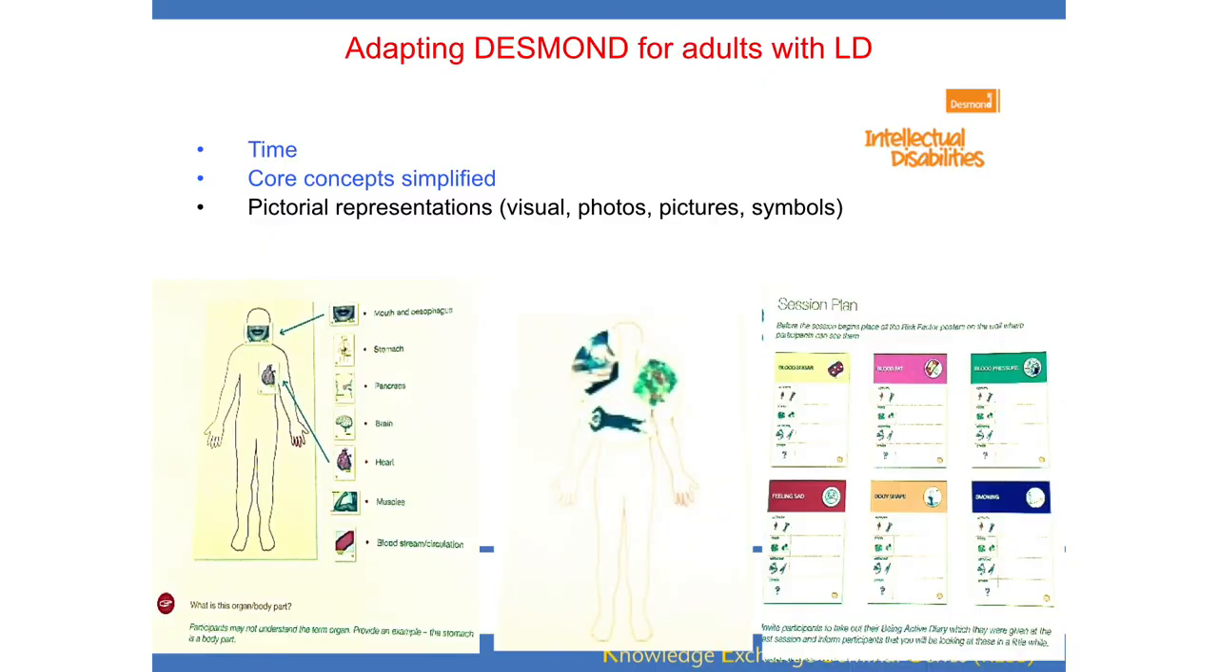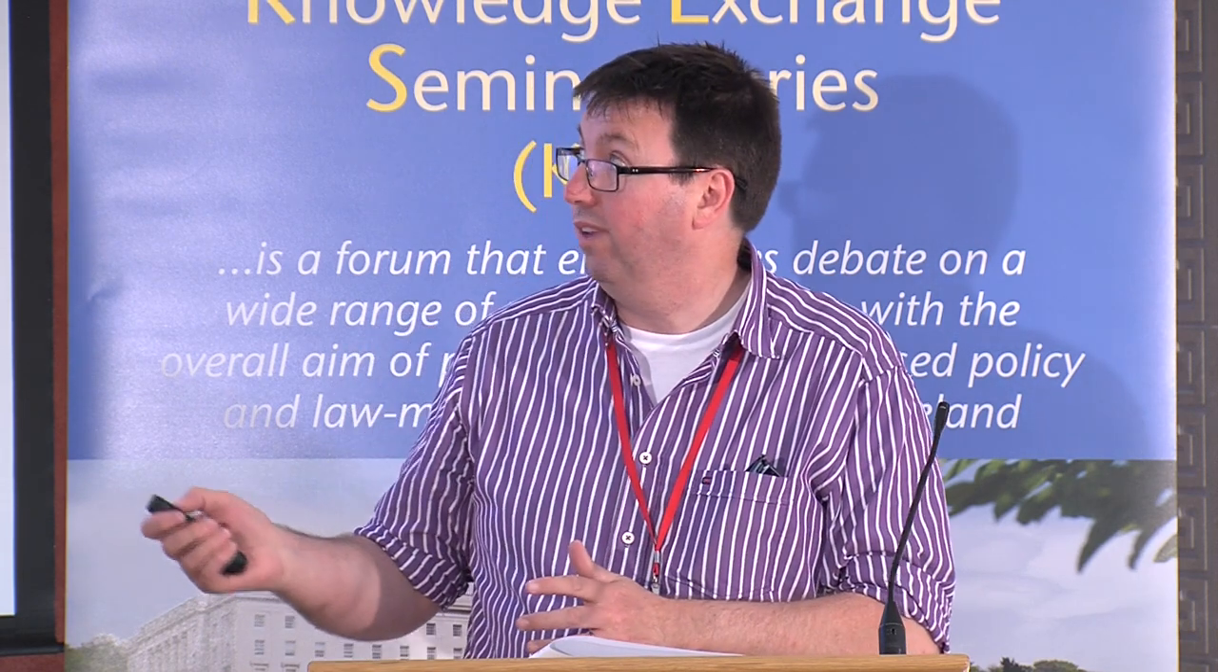So just some details about what DESMOND would look like. So we need to think about the time. So again, the current DESMOND programme, the national programme is 8 hours. Ours is now a 21-hour programme. We need to think about the core concepts. Even though they were still based upon the core concepts within Desmond, the national programme, we just simplified them.